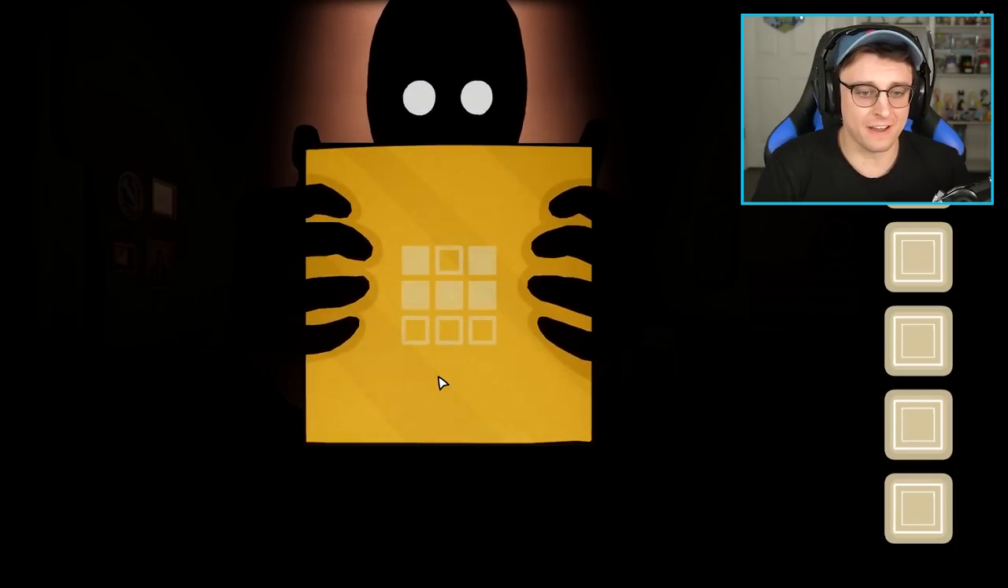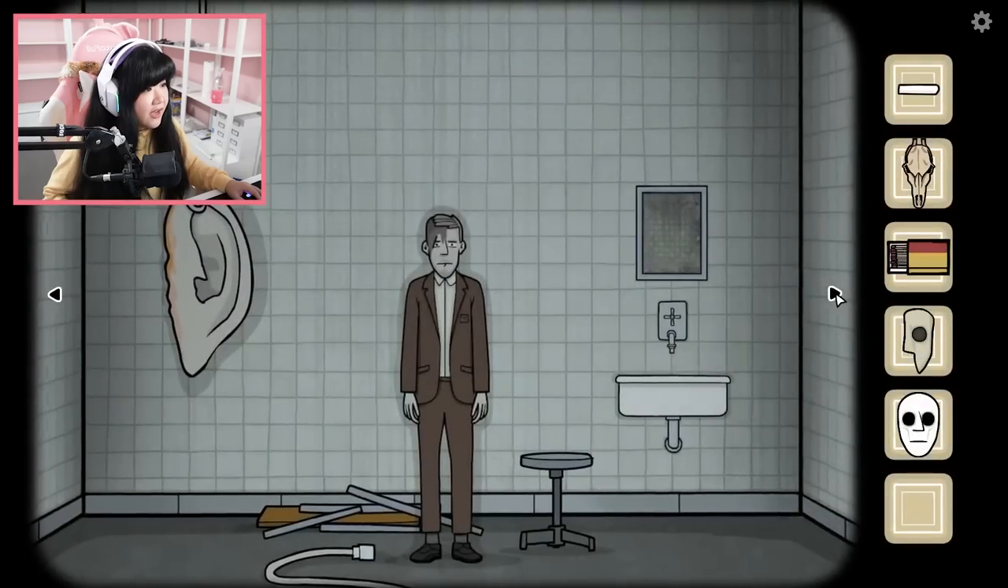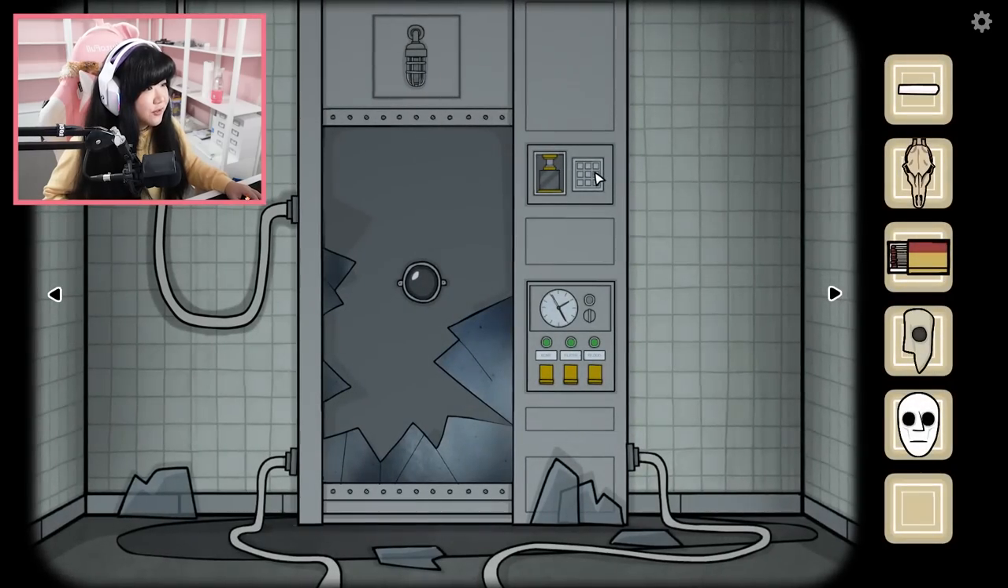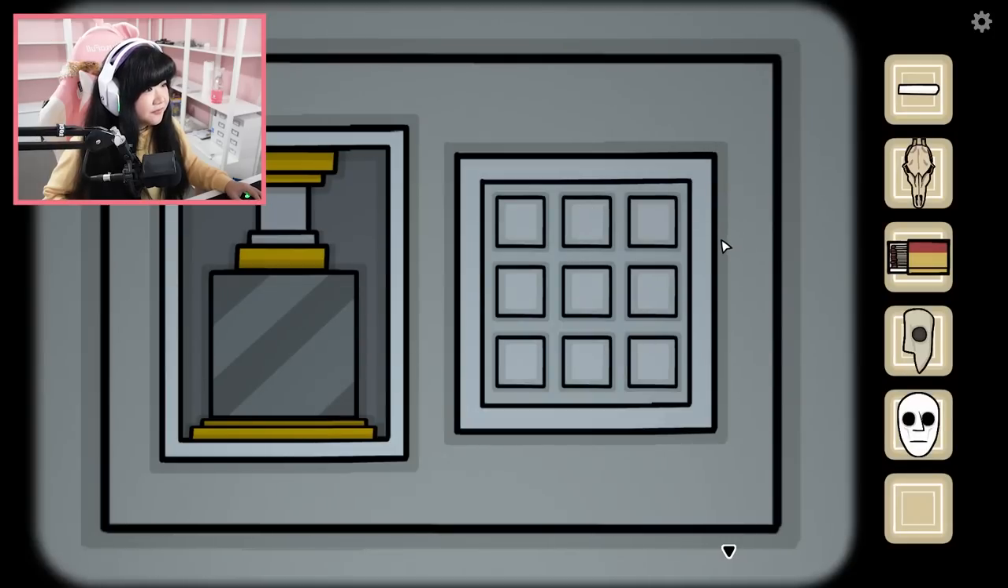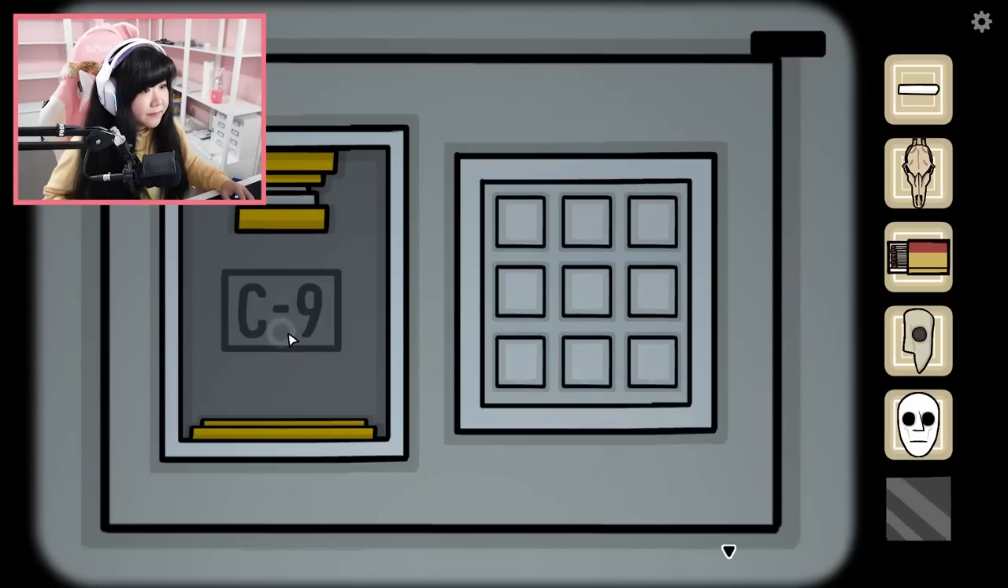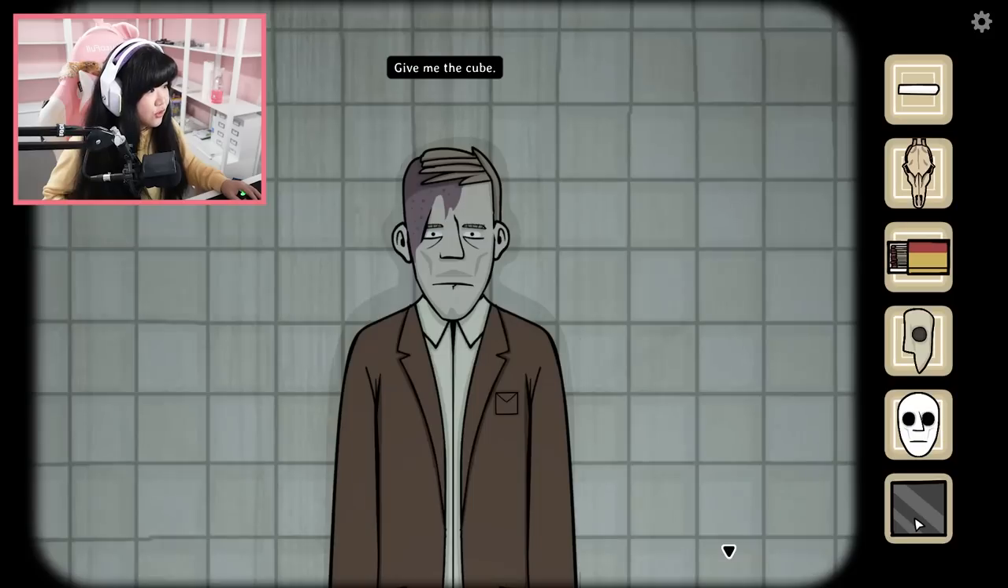Okay. All right, I have a tic-tac-toe puzzle. Okay, I can go to my tic-tac-toe. Filled, blank, filled. Filled. Blank. Okay, my thing lifted. Do you have another one? Oh, yeah. There is a way out, he says. C9. Okay, my dad wants the cube.